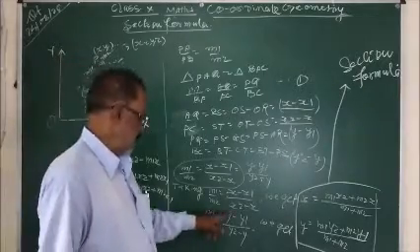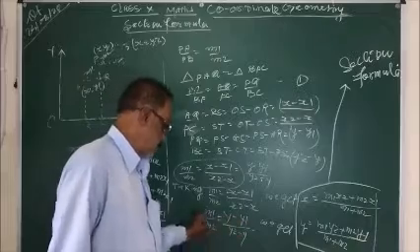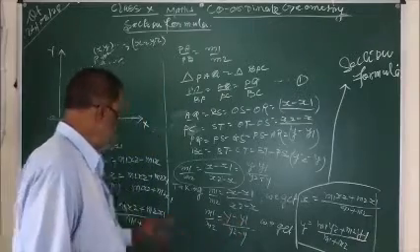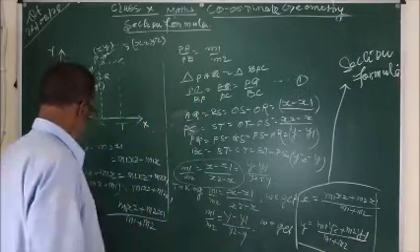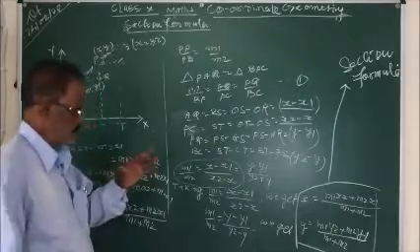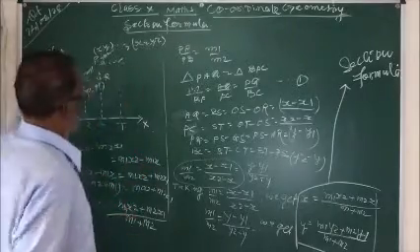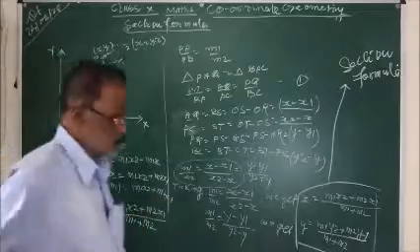And similarly, we can find the value of y from this by cross multiplying and simplifying. We are getting the values of x and y. So this is the derivation of section formula.